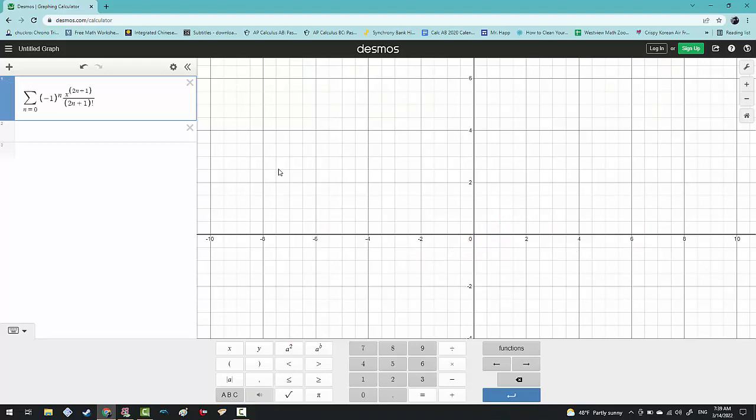And at the end of the day, if I just keep letting n get larger and larger, notice what's happening with the graph. It's expanding to the left and right. It's getting more wavy as we keep going on.